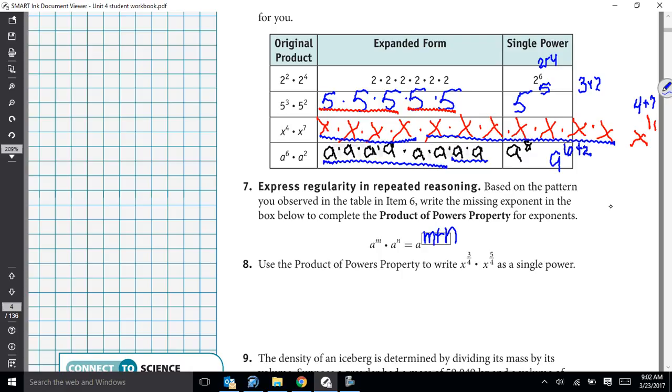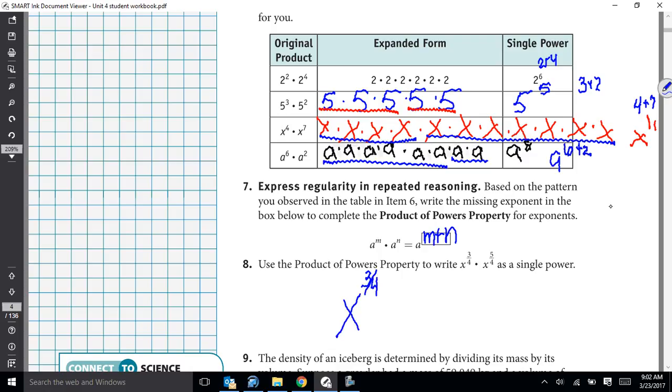All right. So now looking at number 8, use the product of powers property to write x to the 3/4 times x to the 5/4 as a single power. All right. So what are we doing with our x's? We're multiplying, right? And the bases are the same. So what can we do with our exponents? We can add them together, and the product of powers property allows us to do that.